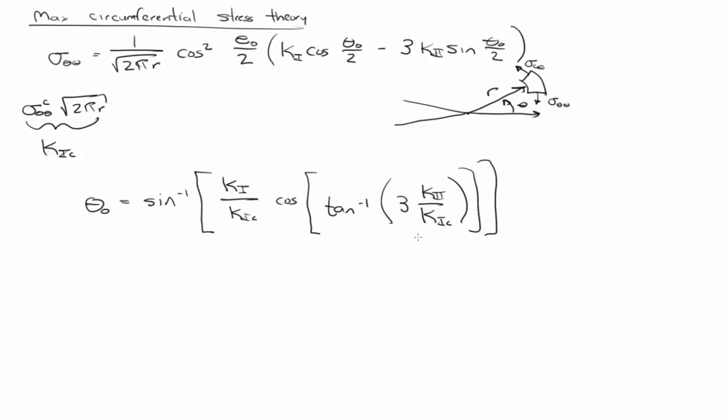Right, and it's pretty easy to sort of have some checks. If you go back to this equation and look at pure mode one, K2 will be zero. Right? There's no stress intensity factor. So for pure mode 1, the thing reduces to K1 sine theta equal to 0. Therefore, theta equals 0 degrees, which makes sense, right? There's no K2. Pure mode 1, the crack's just going to grow straight.